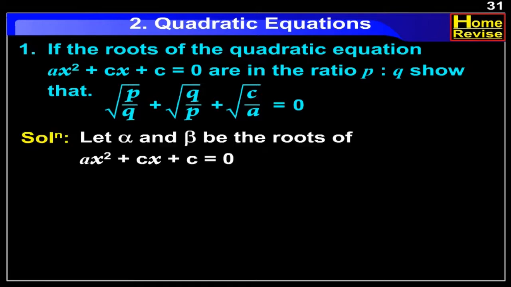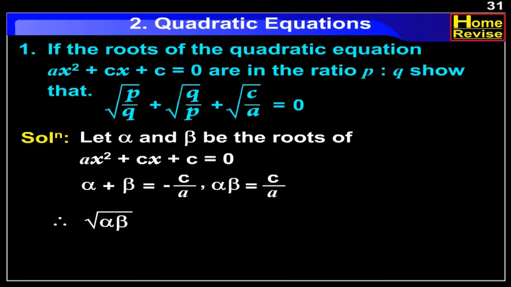Solution. Let alpha and beta be the roots of ax square plus bx plus c is equal to 0. Therefore, alpha plus beta is equal to minus b upon a, and alpha into beta is equal to c upon a. Therefore, root alpha into root beta is equal to root c upon a. Let this be equation number 1.